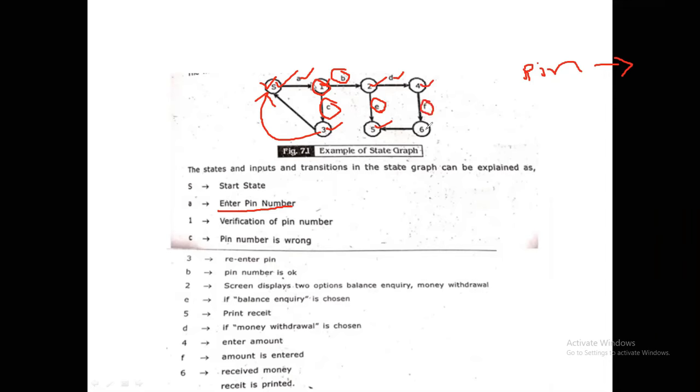Now the sixth one, amount entered. You received the money from that machine or system and print the receipt. Print the receipt. So these are the different states. I hope everyone understands about this state graph. So what does a state graph mean?